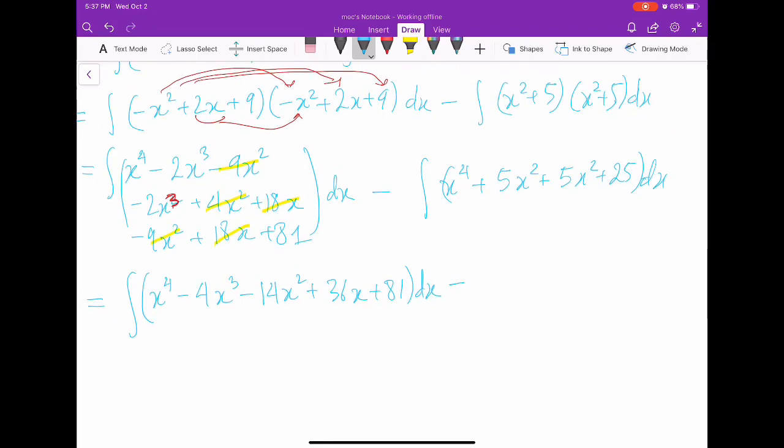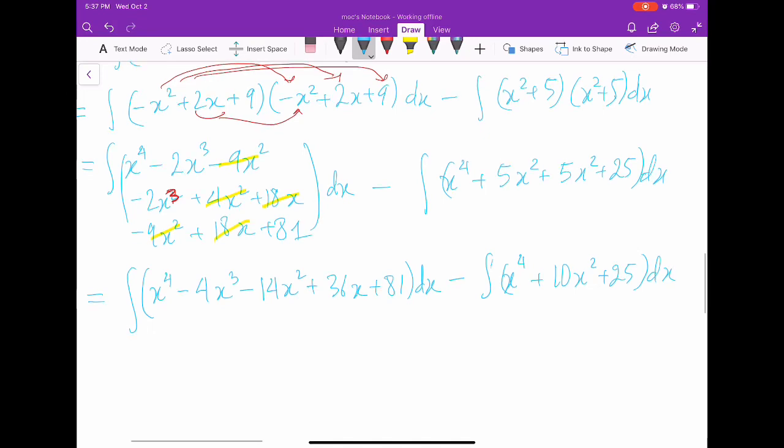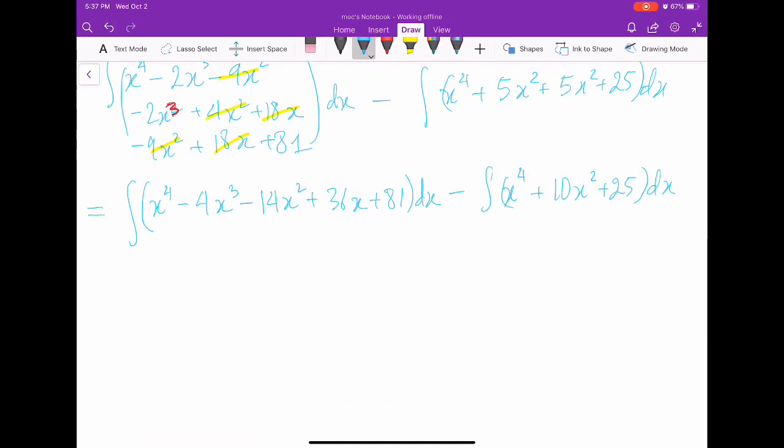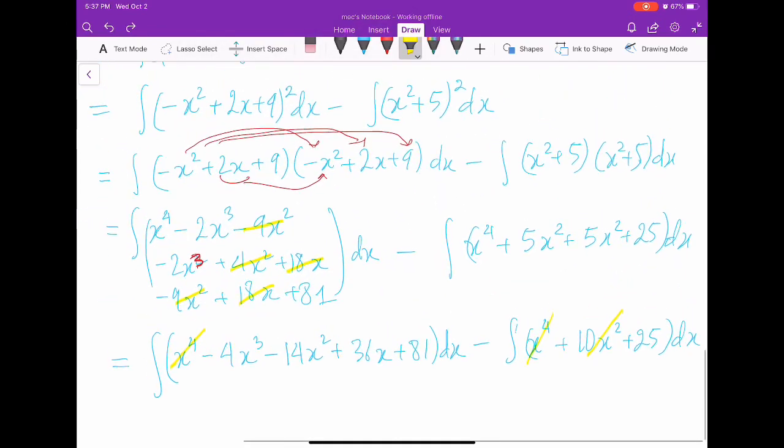Alright, so the second integral is x to the 4 plus 5x squared. I have 10x squared basically in here. Let's say I have 10x squared and plus 25 dx. Very long, but it's fine. Oh, by the way, we can simplify this. You see, in this case, I have x4 and have x4 in here, so x4 will be cancelled out. Perfect. And then 10x squared in here, and then minus 10x squared.